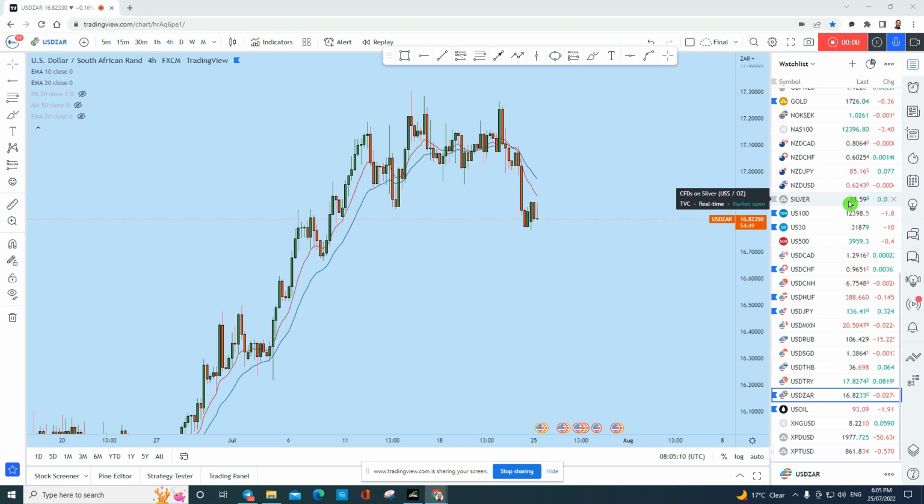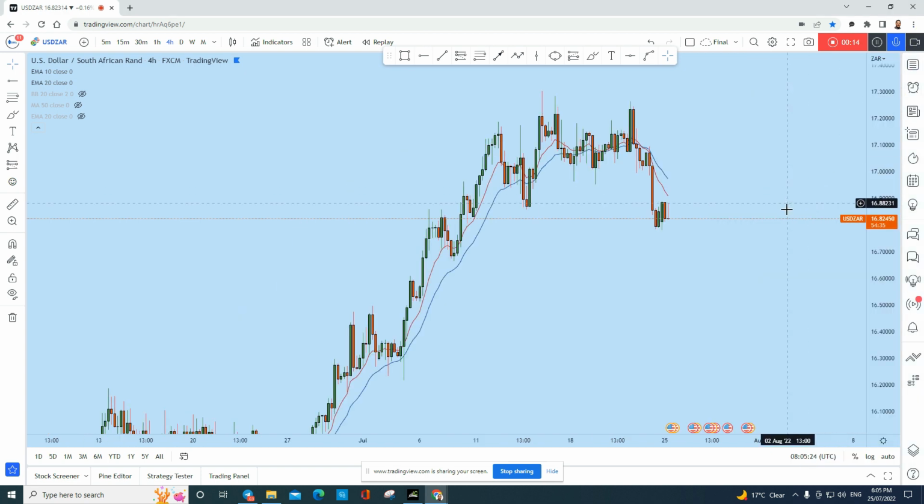What's up, traders? So let's do a complete multi-time frame analysis of USD ZAR. Let's see what kind of trading opportunity we have in this instrument. Now, this is the 4-hour time frame. What you see on the screen looks like USD ZAR has a significant trading opportunity.